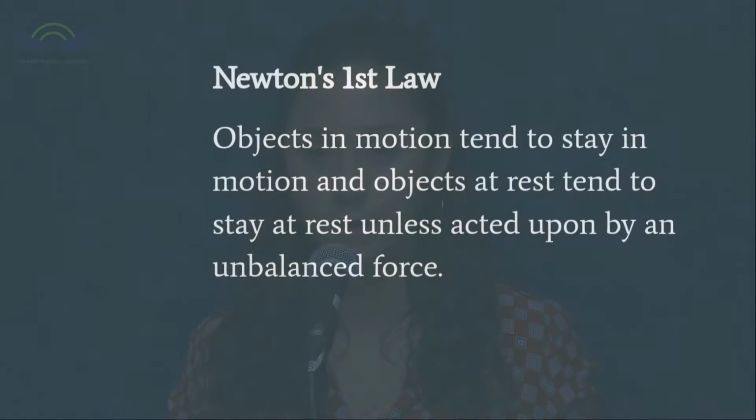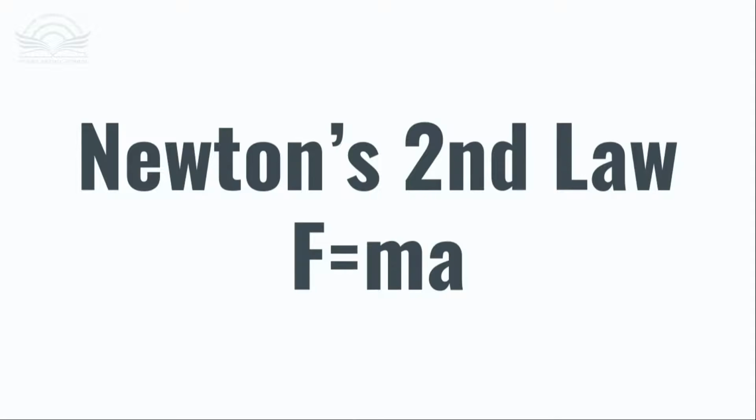Newton's first law: objects in motion tend to stay in motion, and objects at rest tend to stay at rest, unless acted upon by an unbalanced force. Newton's first law talks about inertia. If an object's at rest, it's not going to suddenly jump into motion, or if an object is moving, it's not going to suddenly change speed or direction.